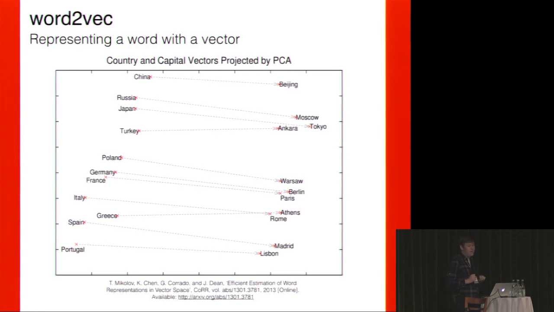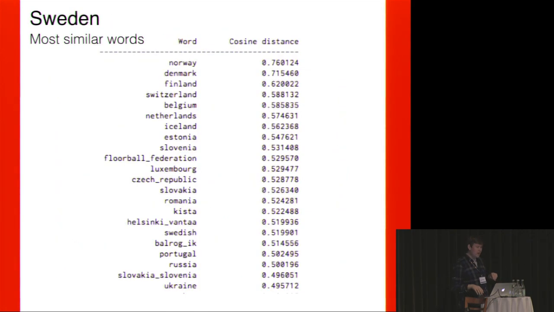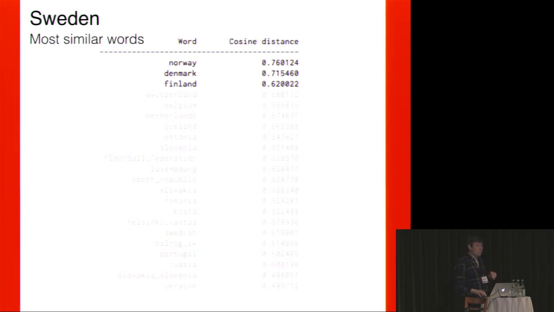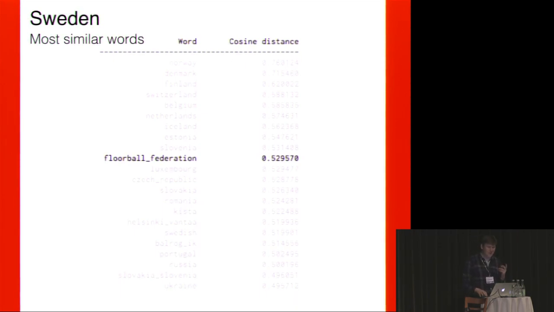Another interesting thing is, again, these are directions, so you can also look for similar vectors. And if you do this with Sweden, then you actually end up with the Nordic countries being the most similar, so the names of other Nordic countries. Another interesting thing that initially quite confused me was that the floorball federation was quite high. So I looked that up. And apparently it's a sport developed in Sweden in the 1970s, and it's most popular where it was developed. So it is a noun closely connected, or maybe uniquely connected, to Sweden.